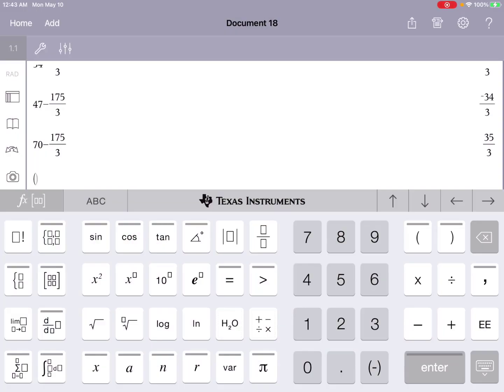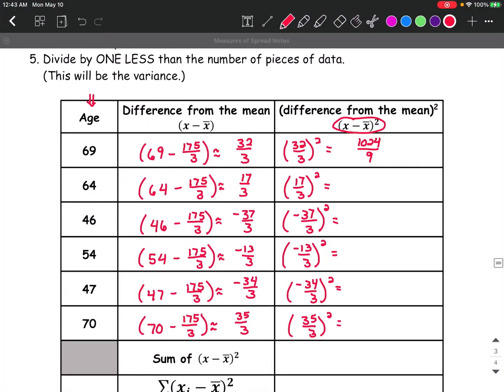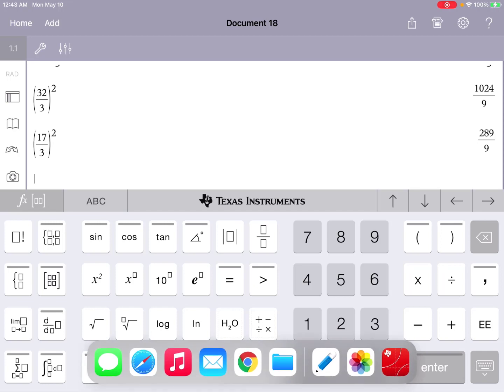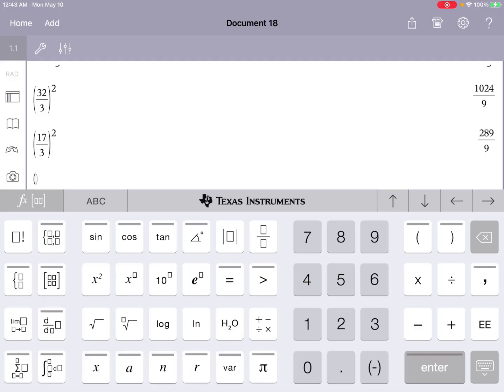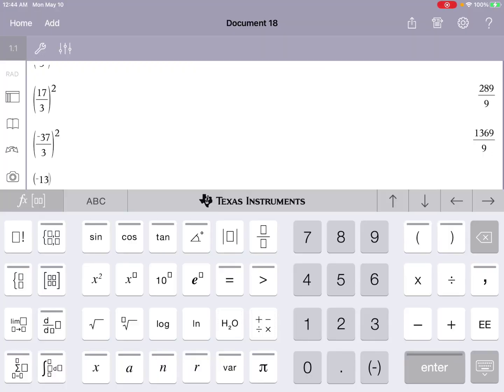Parentheses, 32 divided by 3, close it, squared. 1024 over 9. Now 17 thirds squared. So parentheses, 17 divided by 3, close it, squared. 289 divided by 9. The negative 37 divided by 3, close it, squared. 1369 over 9. Now it's negative 13 over 3 squared.